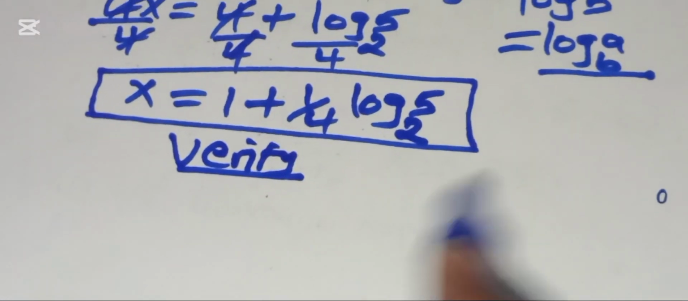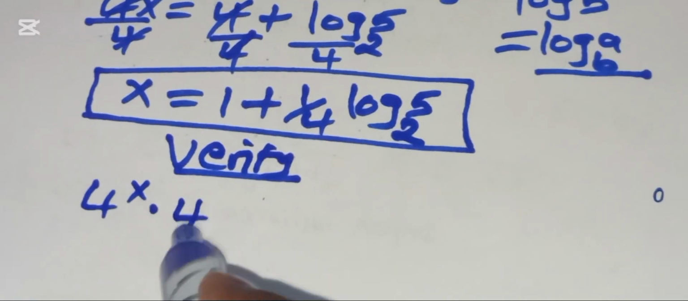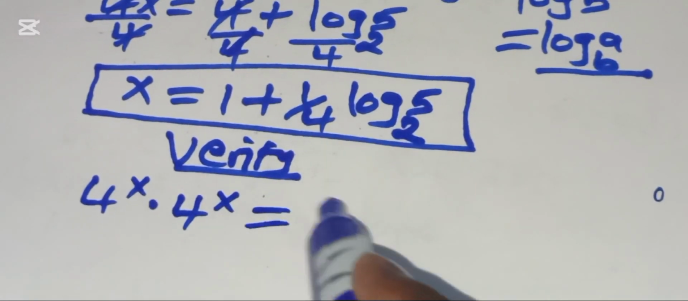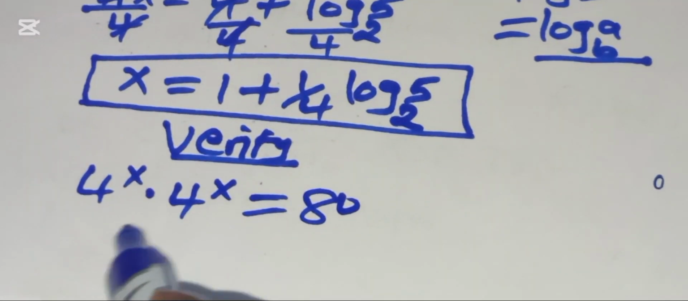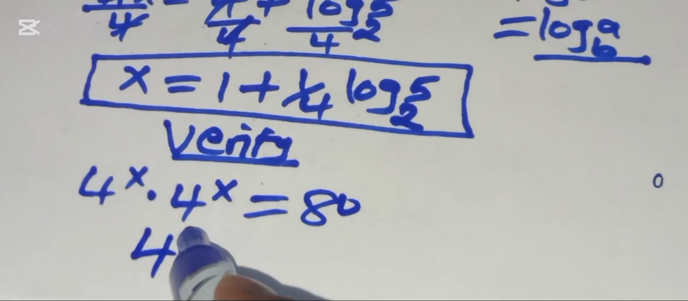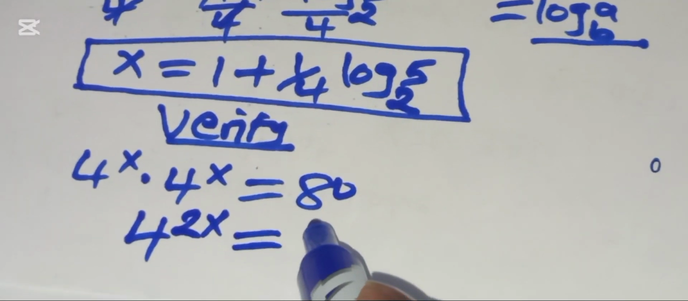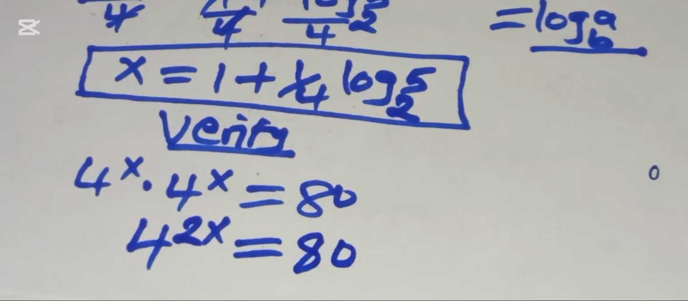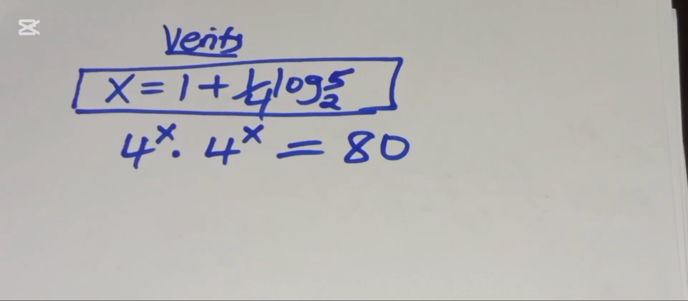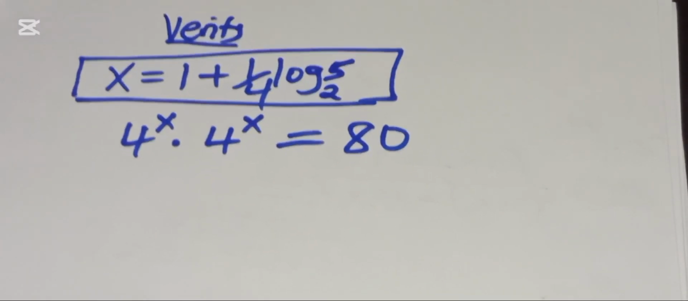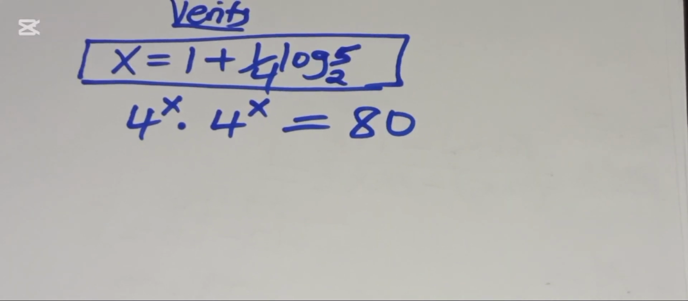Now, if you might recall, we end at 4 raised to power x multiplied by 4 raised to power x, this is equal to 80, okay? We simplify further, and this is equal to 4 raised to power 2x, this is supposed to give us a value of 80, okay? So let's verify that this value of x, which is 1 plus a quarter log 5 to base 2, satisfies the equation, okay?